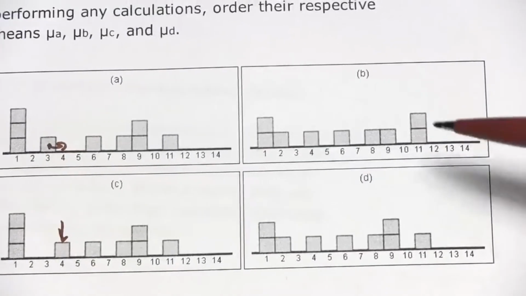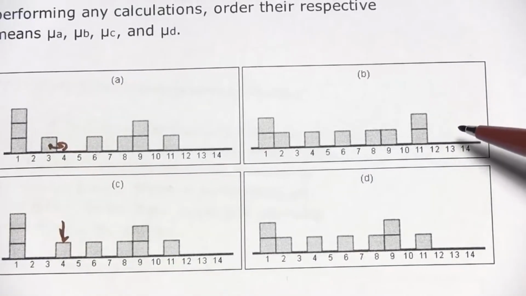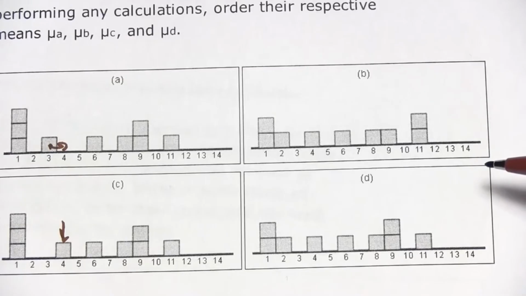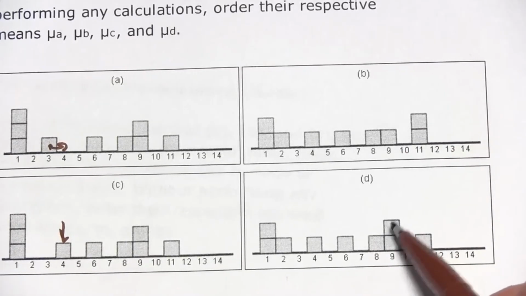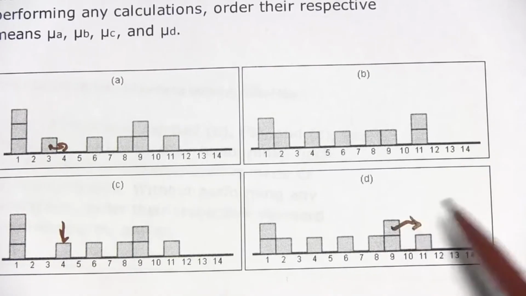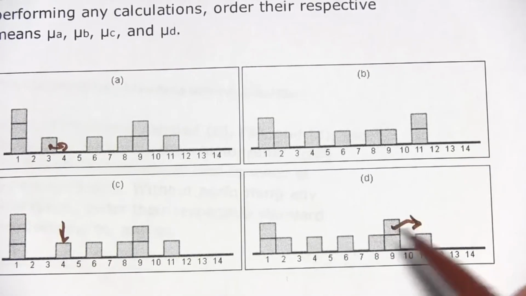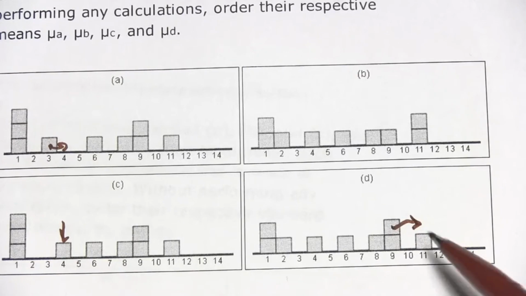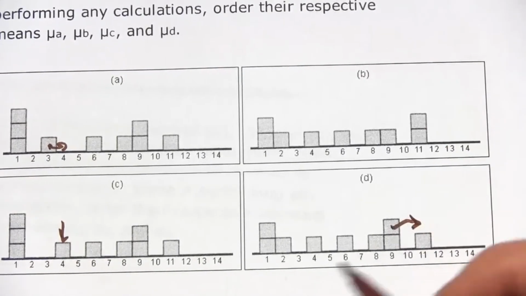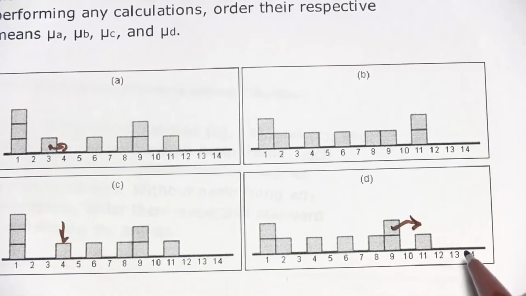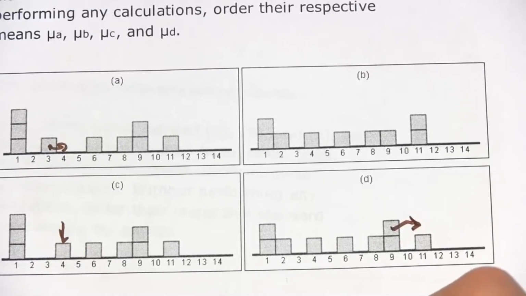Let's see what else we can say here. If we look at B and D, they're also almost identical. The only difference here is that it would be the same if we took this block and moved it up from a 9 to an 11. Everything else matches up. So that means mu sub B, the mean of B, is greater than the mean of D.